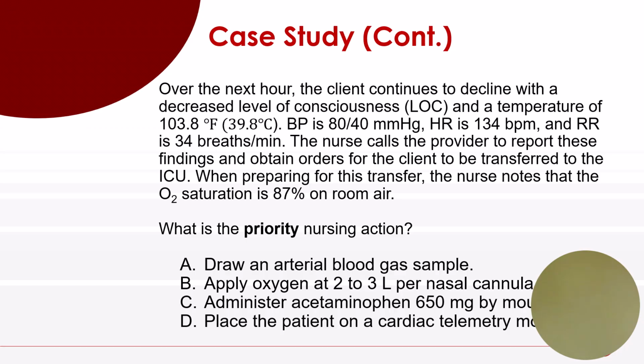So what is the priority action? Do we draw that arterial blood gas sample, apply oxygen at 2 to 3 liters per nasal cannula, administer acetaminophen 650 milligrams by mouth, or place the client on a cardiac telemetry monitor?